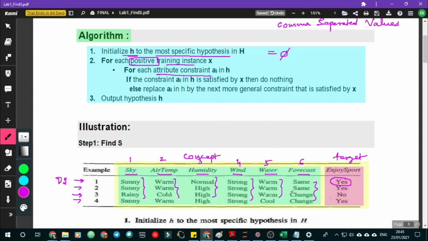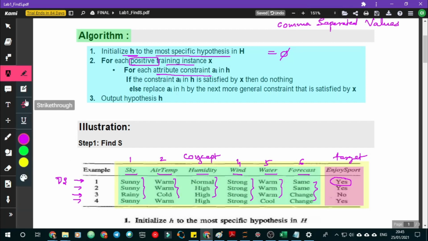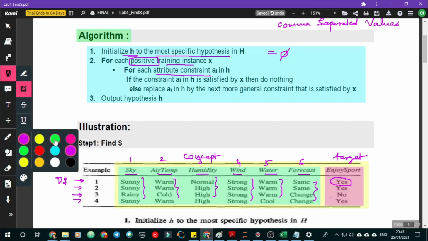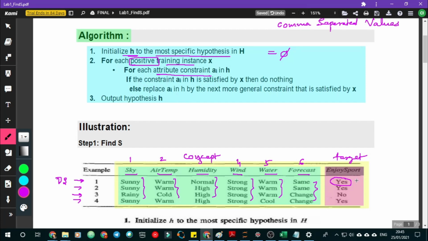So what is the whole data set here? The whole data set is regarding whether a person can enjoy a particular sport, yes or no, given these many attributes and their attribute values. Okay, this is the data set we have.